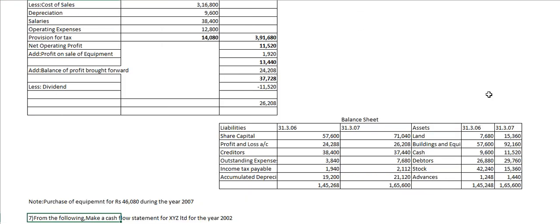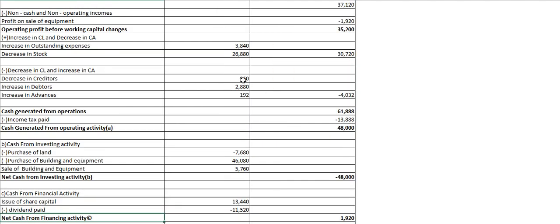Now you look into your asset side and see if any asset has basically increased. So if you see, your debtors and advances have increased from previous year to current year. So you will show up that amount, you will total it, and you are getting the balance as 4,032. So 35,200 plus 30,720 minus 4,032, you get the resultant value to be 61,888. So which is nothing but cash generated from operation.